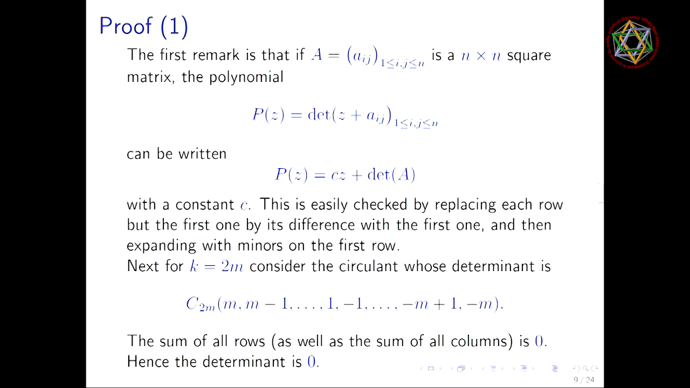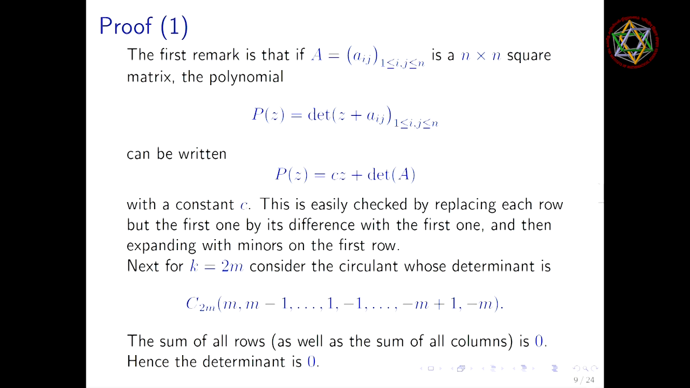Why is it so? It is just that you replace each row but the first one by the difference with the first one. So all the rows will not involve z, and so you just have the first row which has z, and then you have nothing more.